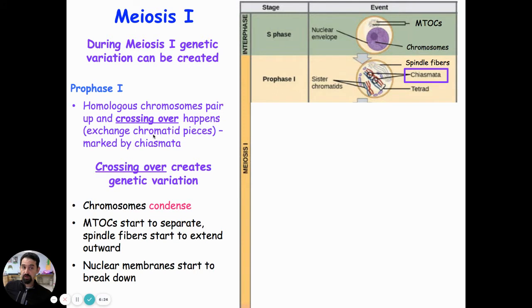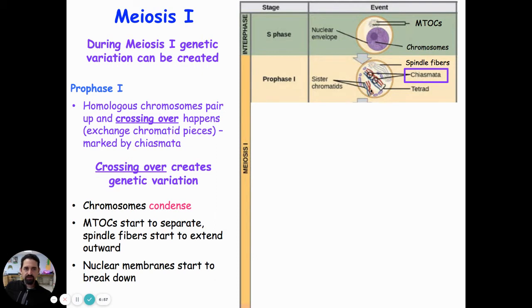Going into prophase 1, we use the same stages, prophase, metaphase, anaphase, and telophase, to describe the stages that happen during meiosis. We just call it prophase 1 or prophase 2. This is actually a really important part of prophase 1. Homologous chromosomes pair up and crossing over happens. We'll talk a bit more about this crossing over once we're done with all the stages.